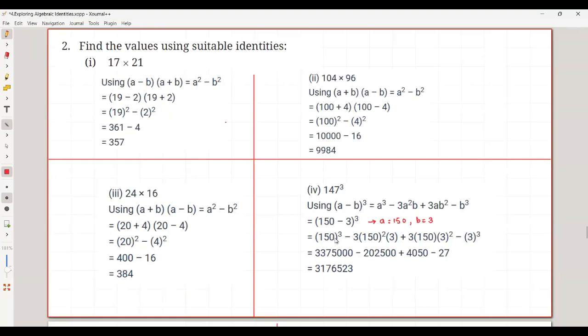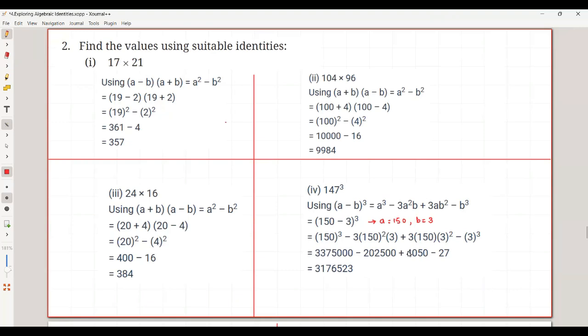Now we just expand. Okay, 150 cube, right? So 150 into 150 into 150. Okay, or 15 into 15 into 15, multiply and take the 3 zeros. And 3 into 150 the whole square. Okay, 150 into 150, again you have to multiply. So 3 into 3, 9. 3 into 150 into 3 square. 3 square is 9. We have to multiply it. Again, 3 cube is 27. Okay, so for this, everything you have to expand, then you have to write.